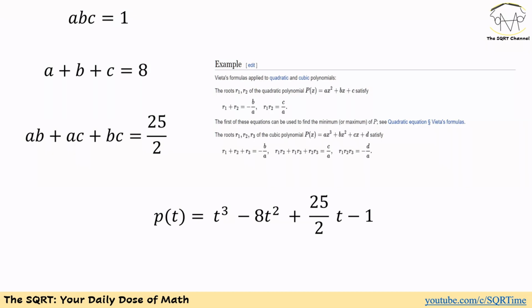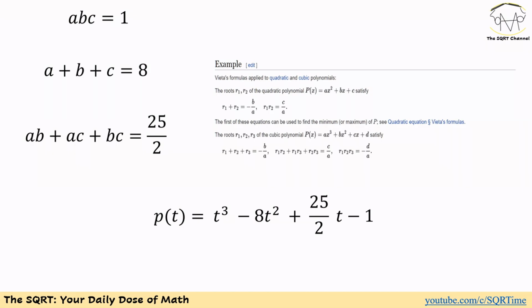The first equation is that the multiplication of all the roots should be negative d over a. First of all, we know the multiplication of the roots, or abc, that we have here is 1. And we are not going to use any coefficient for the t to the power of 3 here, so we are going to use a is equal to 1. Since abc is equal to 1, then d needs to be negative 1 to satisfy that the multiplication of the roots is equal to negative d over a.